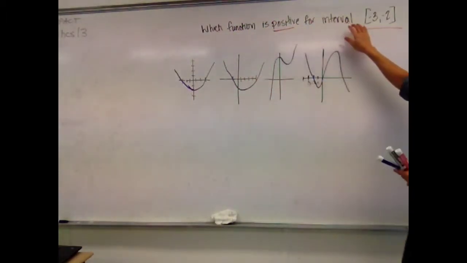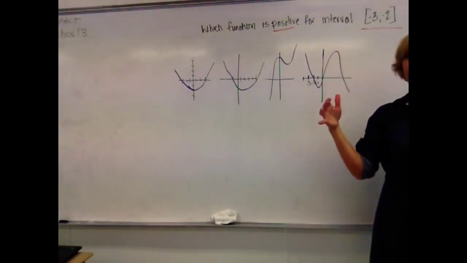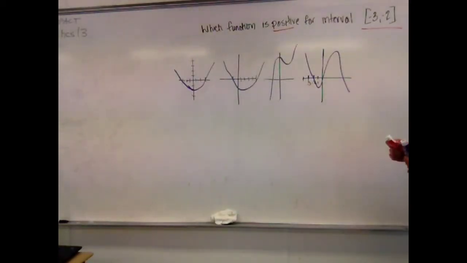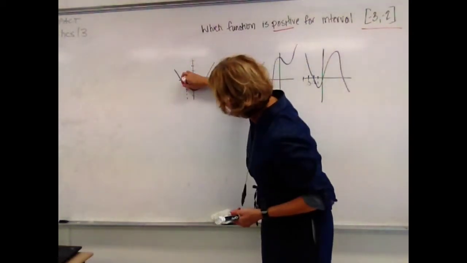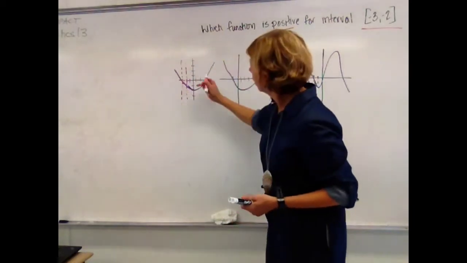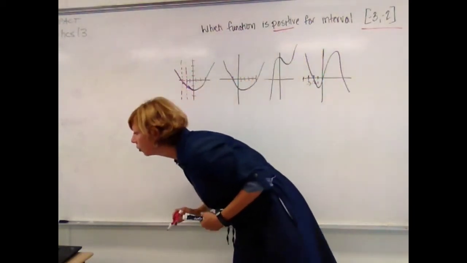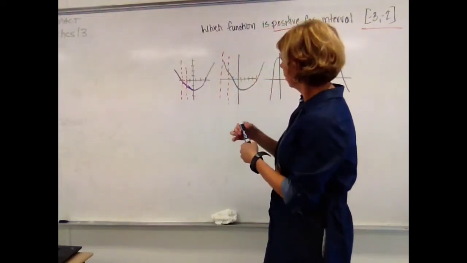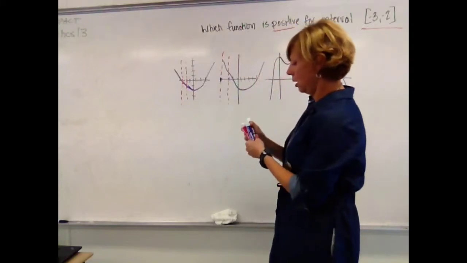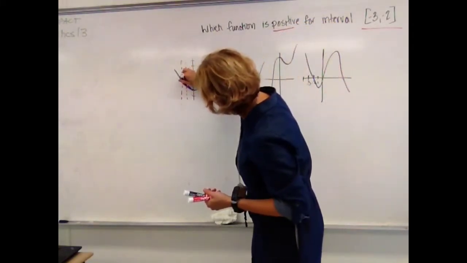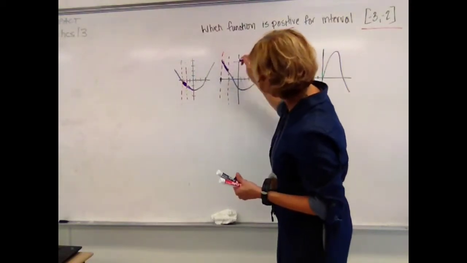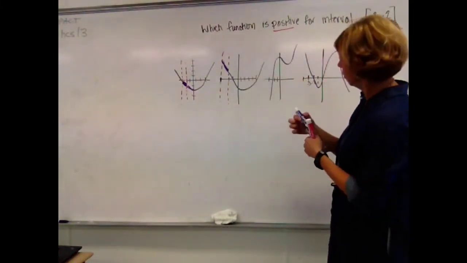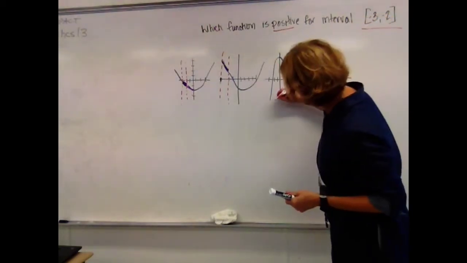Okay, which function is positive for interval -3, -2? That means we're only looking between -3 and -2. That's our interval. You can block out the rest of it. So I'm going to take this red marker right here. Here's -2 and here's -3. Okay, and on this one we have -2, -3. I'm going to kind of really bold that in between those so that you can see what part we're looking at. Okay, between -2 and -3.